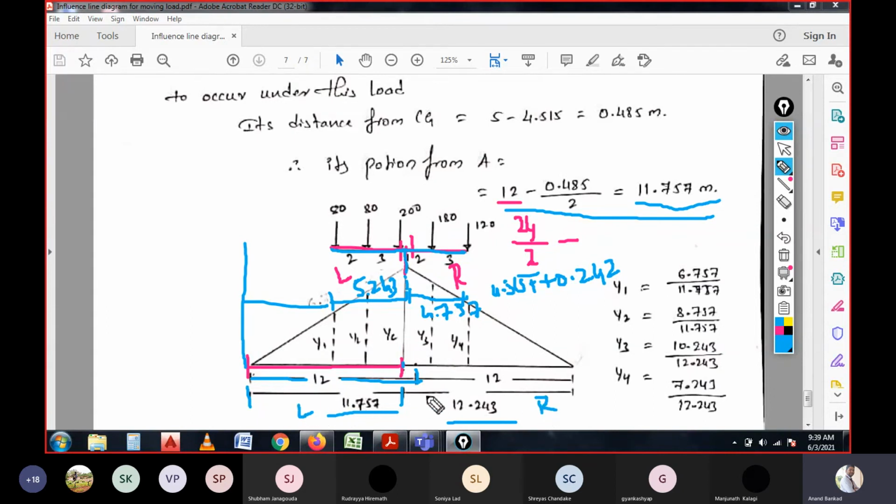So with these two loads, we need to have the coefficient values for each section. So for y1, if you want to calculate, what is the distance from here? Here it is 5.243, and the remaining distance will be calculated in this manner. So here it is 11.757. For the section of y1, 5 meters is to be deducted. It is 3, and here it is 2.